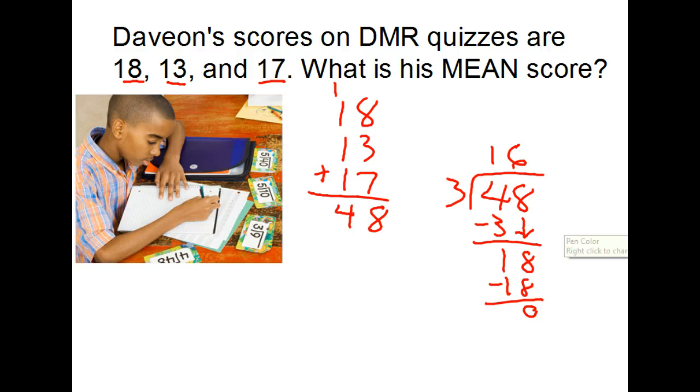And one thing I always like to look at is the 16 should fit somewhere in the middle up here. Some of the scores should be lower, like 13, and some should be higher, like 17 and 18. That's a good sign that you probably did it right.